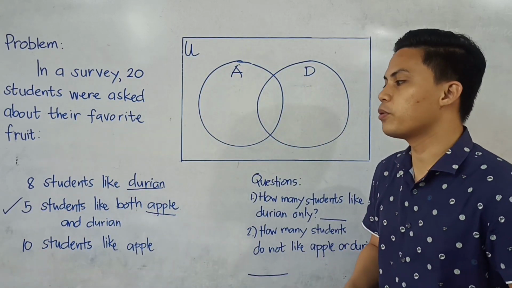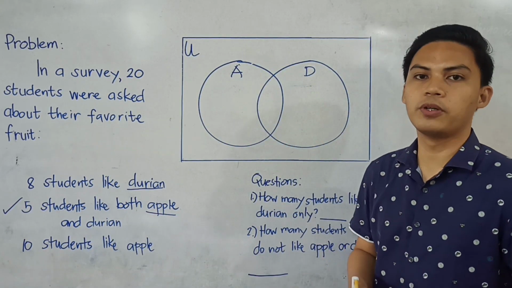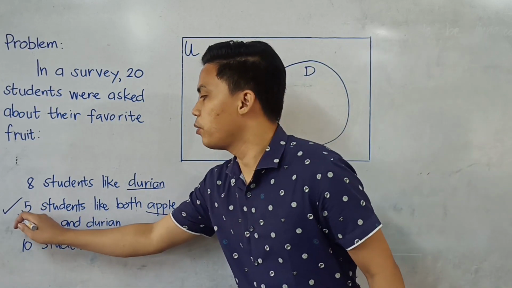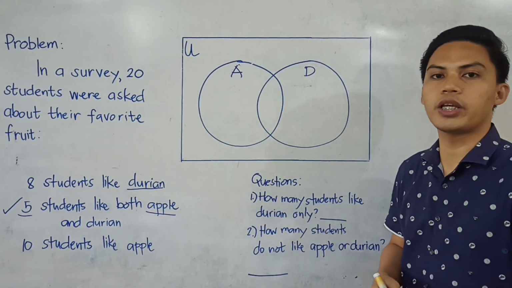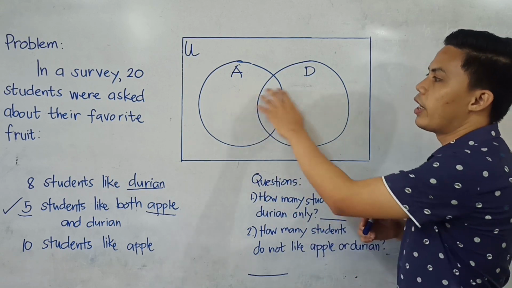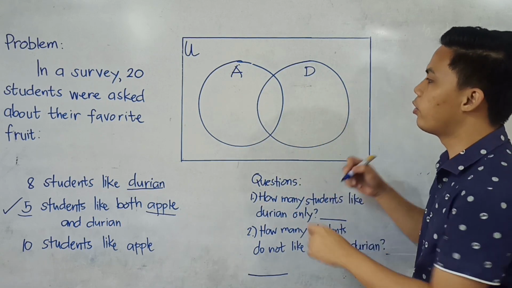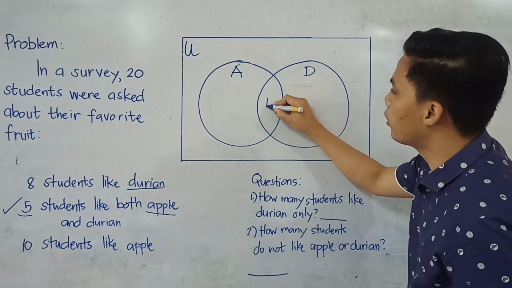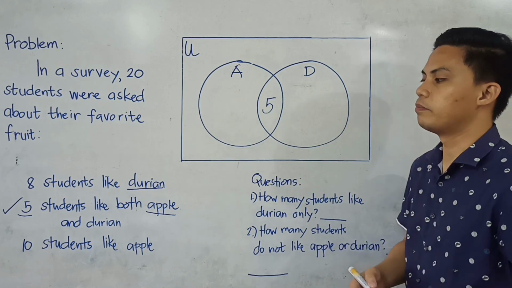Sabi dito, 5 students like both apple and durian. So sa madaling salita, isusulat natin si 5 sa intersection ng set A and set D. Okay, dito sa ating region, sa gitna. So we have here 5.